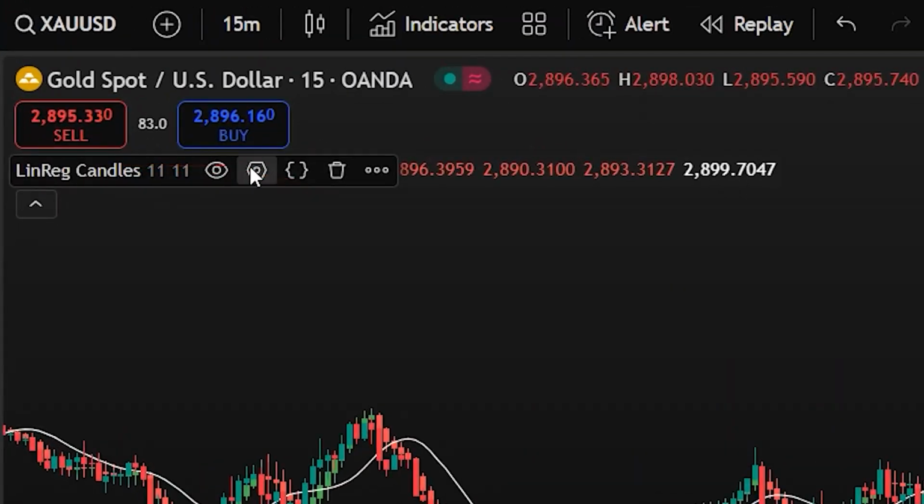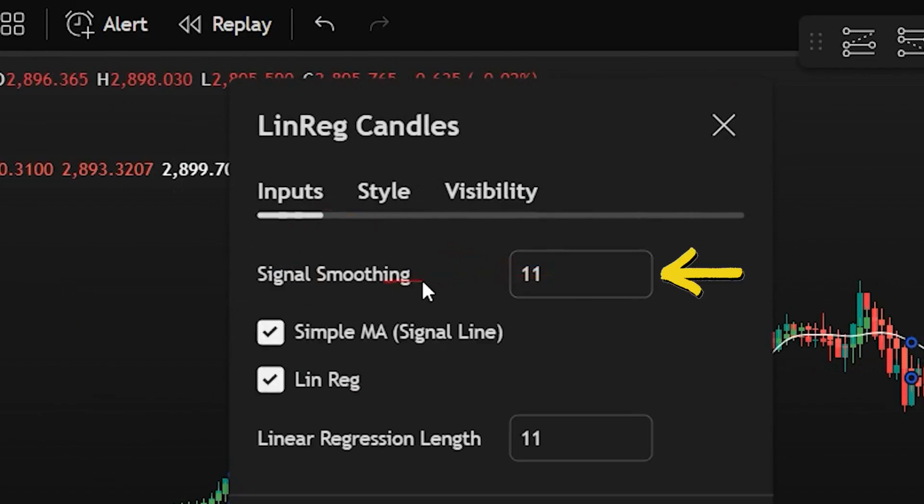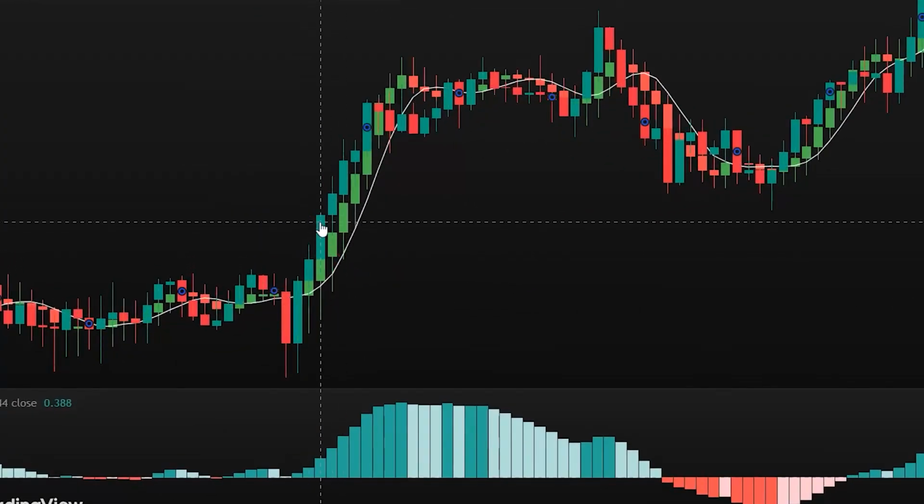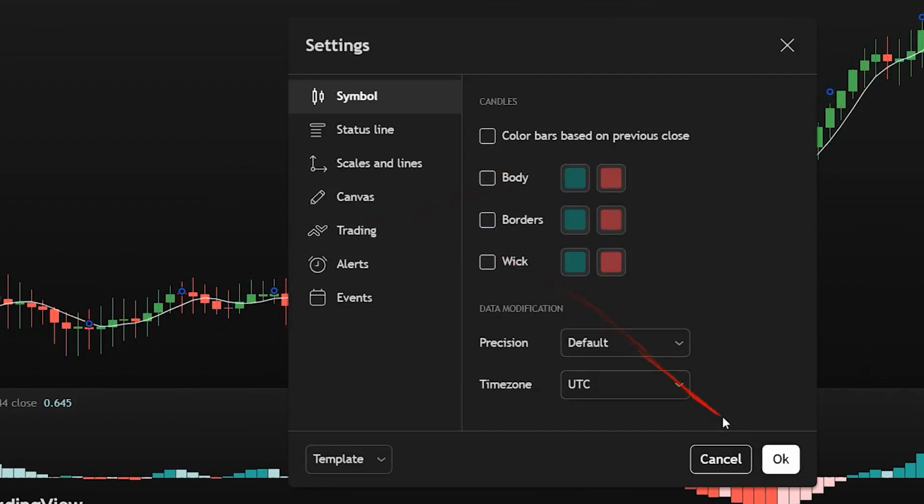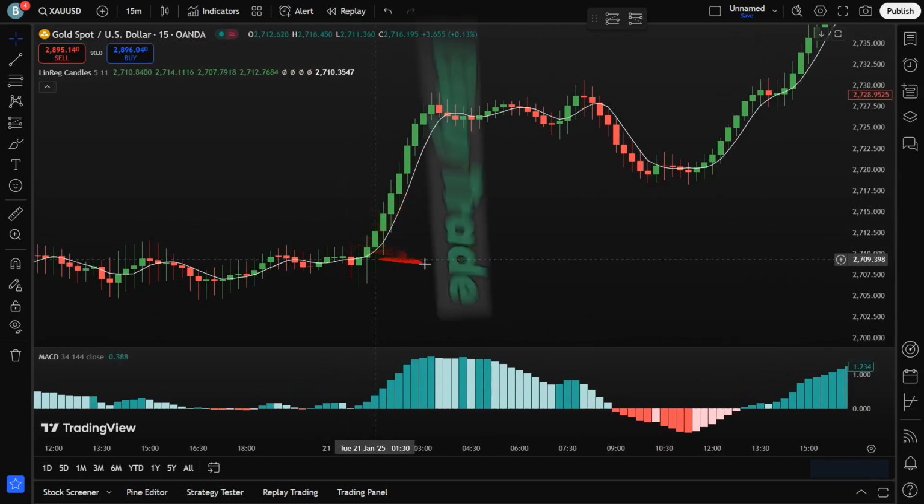Now go into the settings of the Linear Regression Channel indicator. Change the Signal Smoothing to 5. Now you will see 2 types of candles, so just double-click on the chart and uncheck these boxes. Now you have a simple and clean chart.